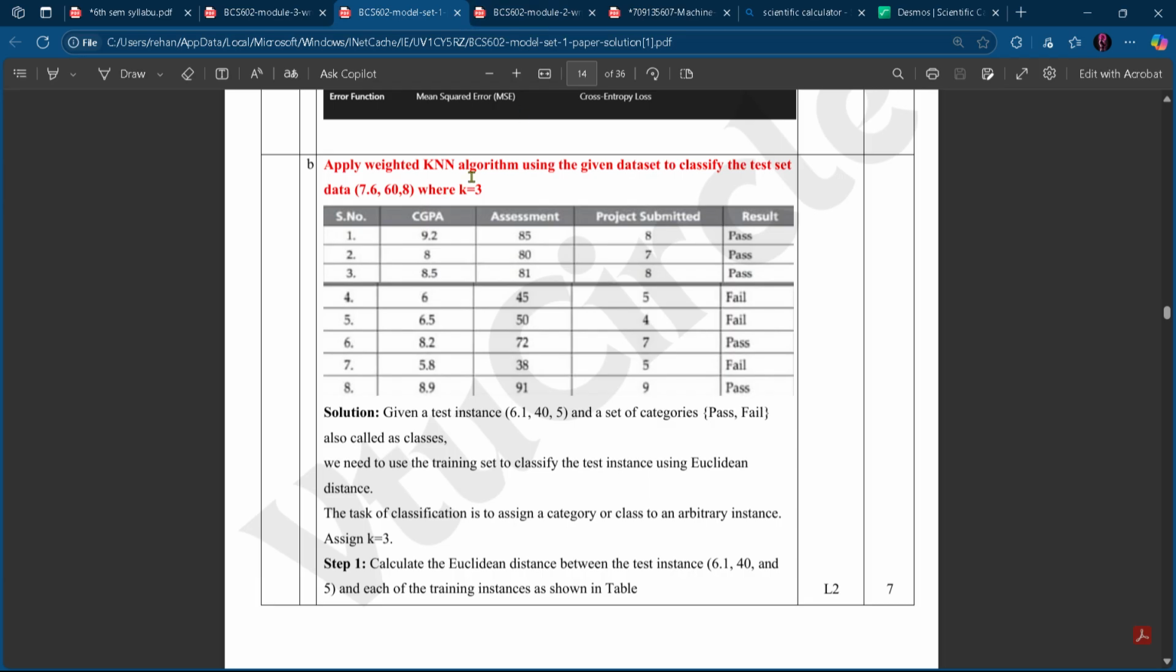So this was the KNN algorithm using a data set to verify. I'll try to complete the next problem very quickly. If you understand KNN, then you will be able to understand the remaining weighted KNN more easily. We'll see that in the next video.